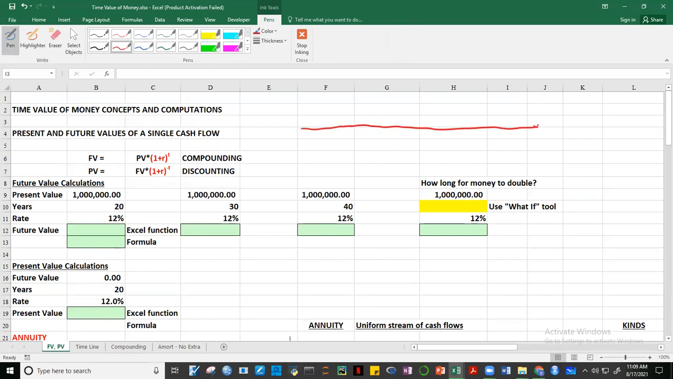Drawing natin. Can you see, guys, you can see the spreadsheet? Can you, guys? Okay. Yes, sir.